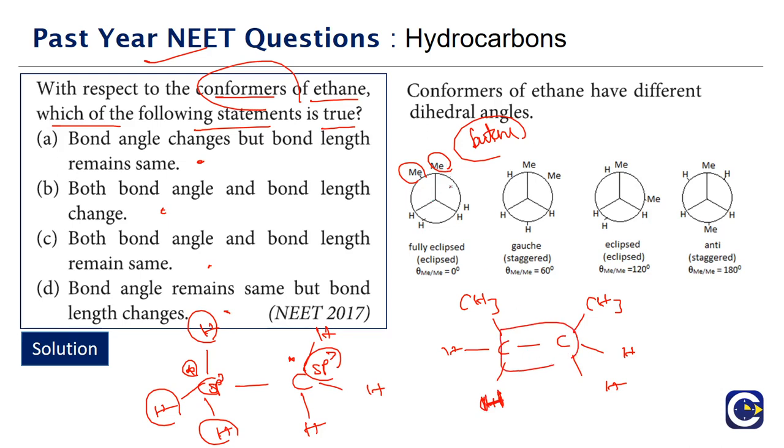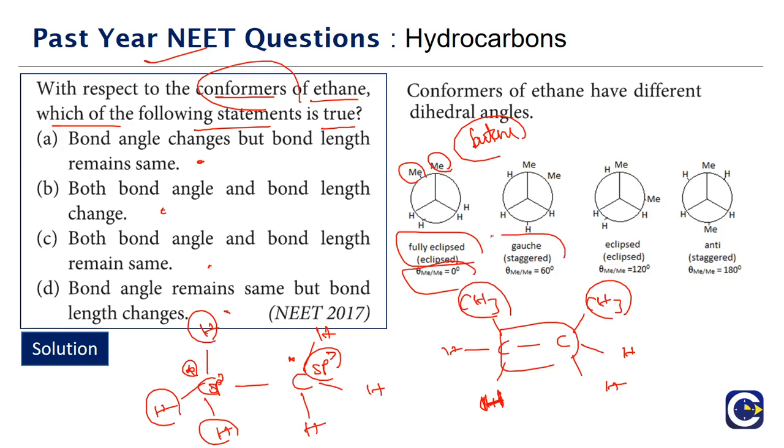The fully eclipsed form, where a methyl group of this will exactly coincide with the methyl group of the other, will have a dihedral angle. Here we talk about the dihedral angle. It is not the bond angle. So what is the dihedral angle? The angle that measures the orientation between the methyl groups.